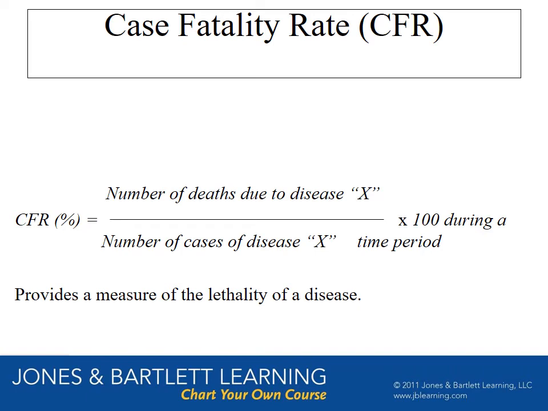Another disease that we have come close to eliminating but has seen a resurgence is yellow fever. The yellow fever case fatality rate is 30%. So 1 in 3 people that get yellow fever will die from it. Those are very high proportions of the population that get the disease and die from it. Other diseases may have very low case fatality rates.